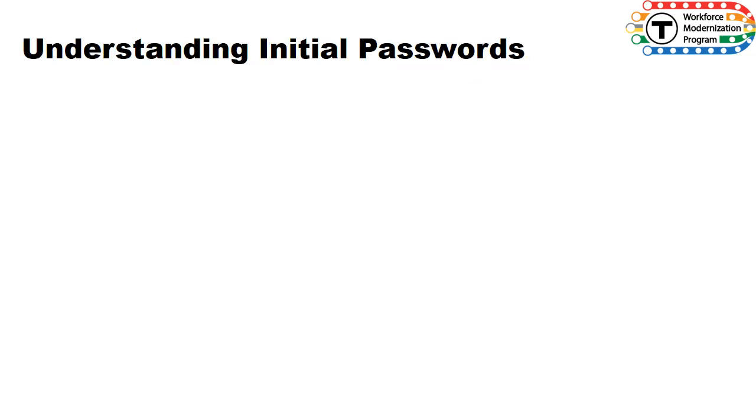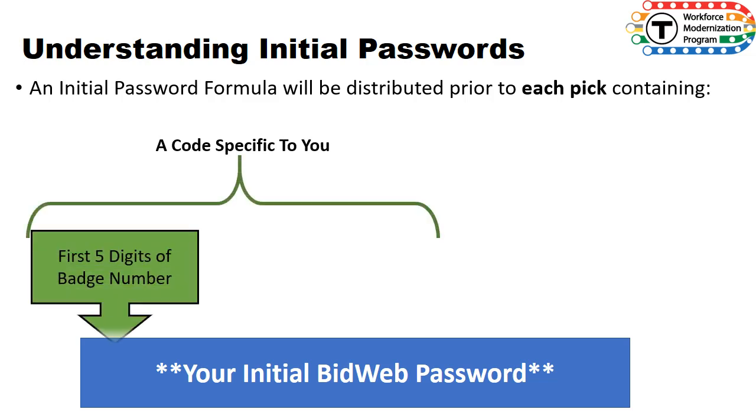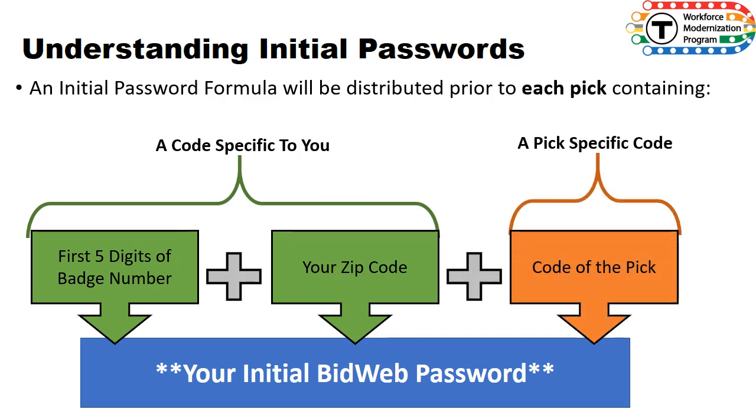Next, let's review BidWeb passwords. BidWeb passwords will always follow the initial password formula distributed prior to each pick. In general, the initial password will contain 2 components specific to you as an operator, such as the first 5 digits of your badge number and your 5-digit zip code. The last part of your password will contain a common code based on your garage or rail line. Please remember that your password is reset prior to each pick. Therefore, you will have to follow this initial password procedure every pick.